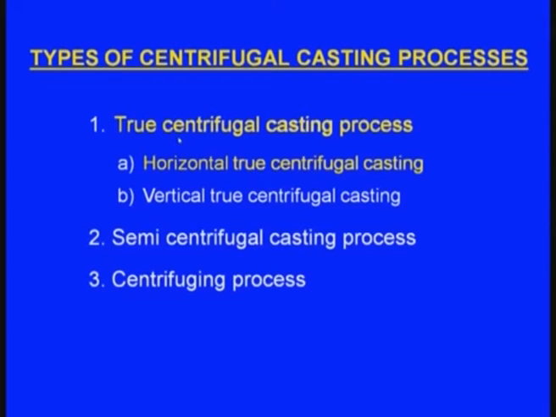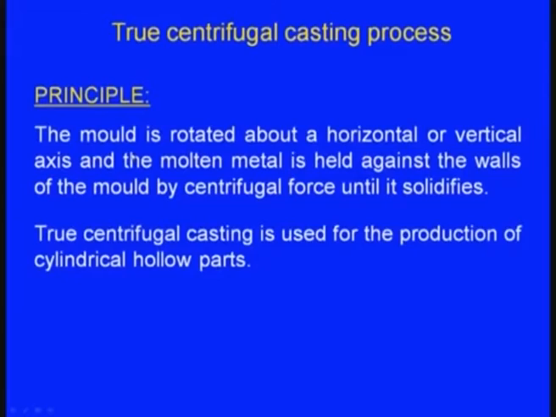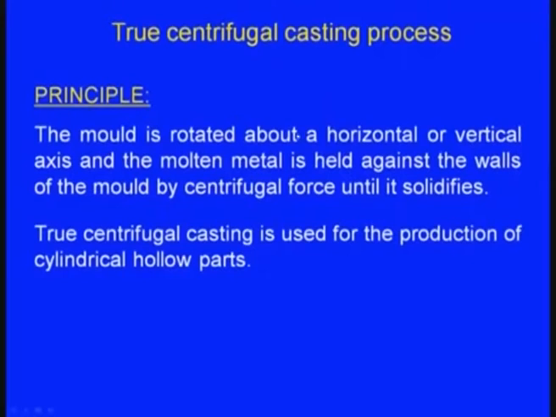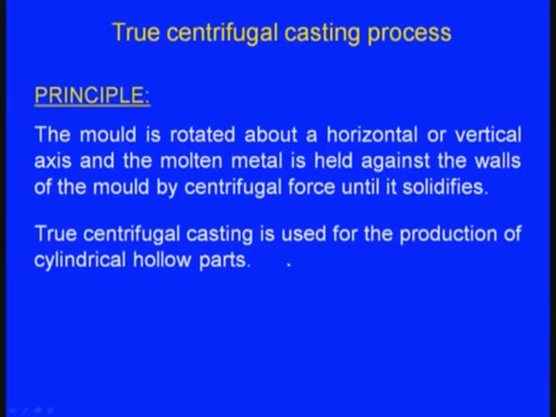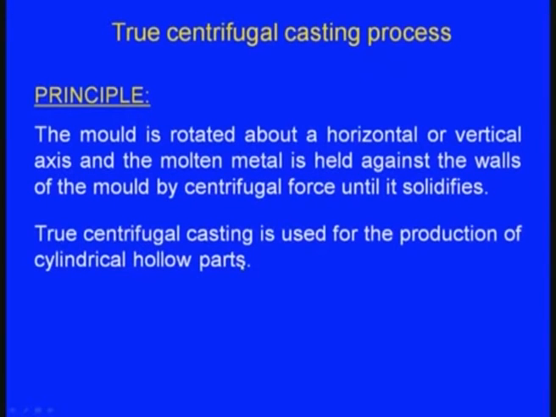Now what is this true centrifugal casting process? What is the principle? The mold is rotated about a horizontal or a vertical axis, and the molten metal is held against the walls of the mold by centrifugal force until it solidifies. As it is rotating, molten metal is held against the walls of the mold. Now true centrifugal casting is used for the production of cylindrical hollow parts. So this is the main application of the true centrifugal casting process.